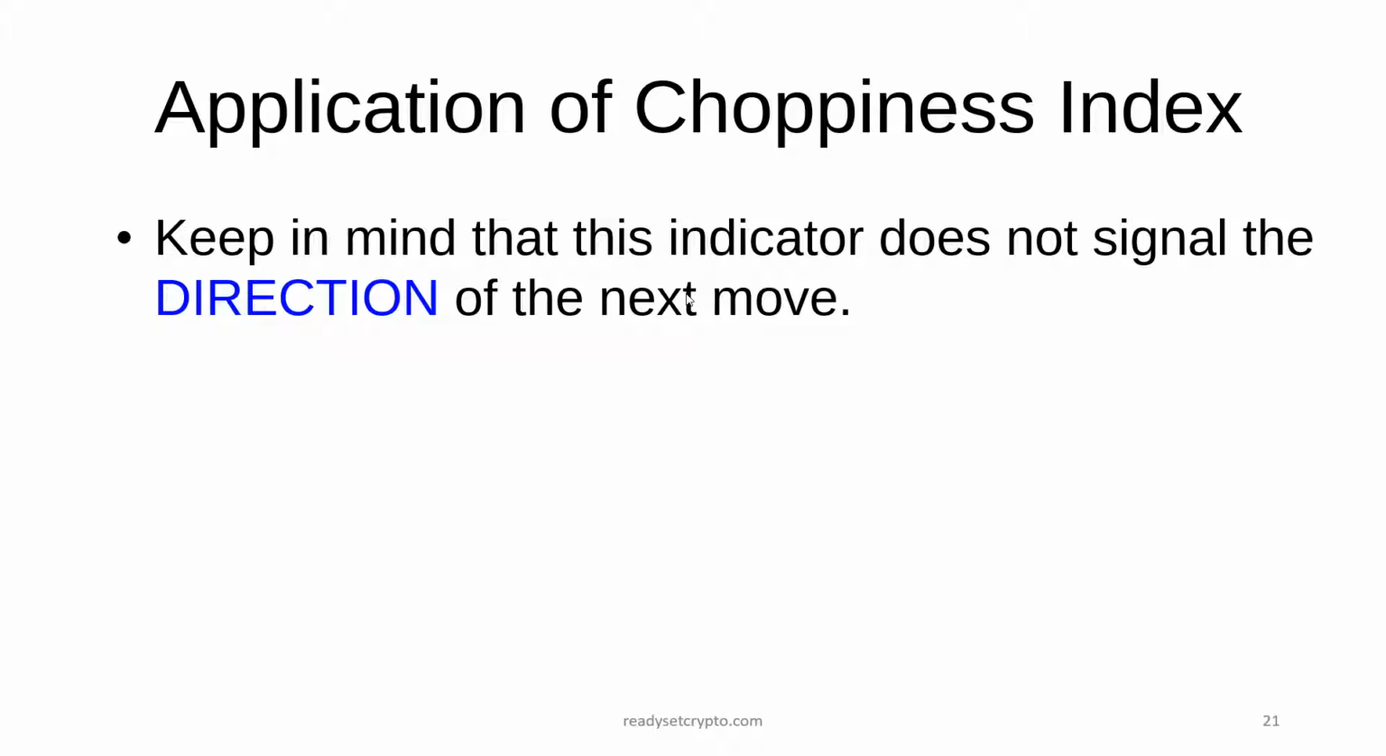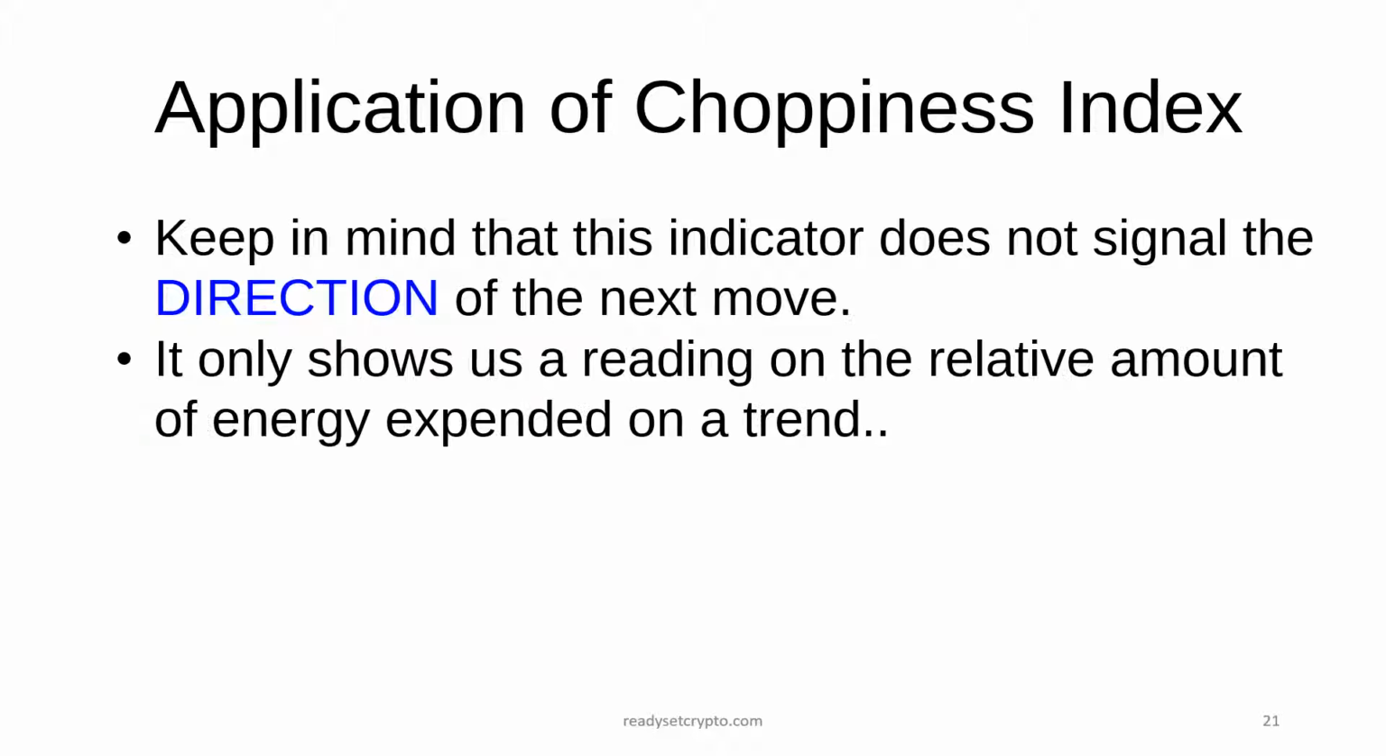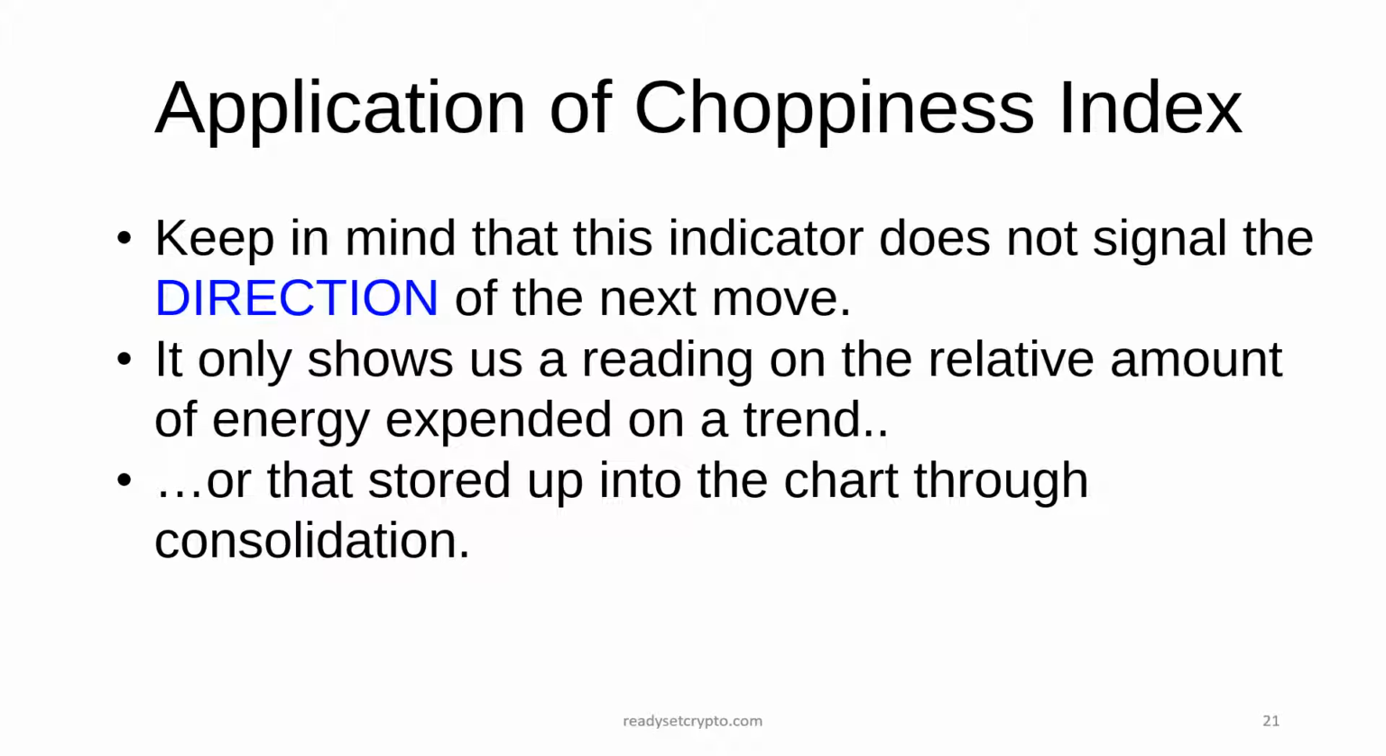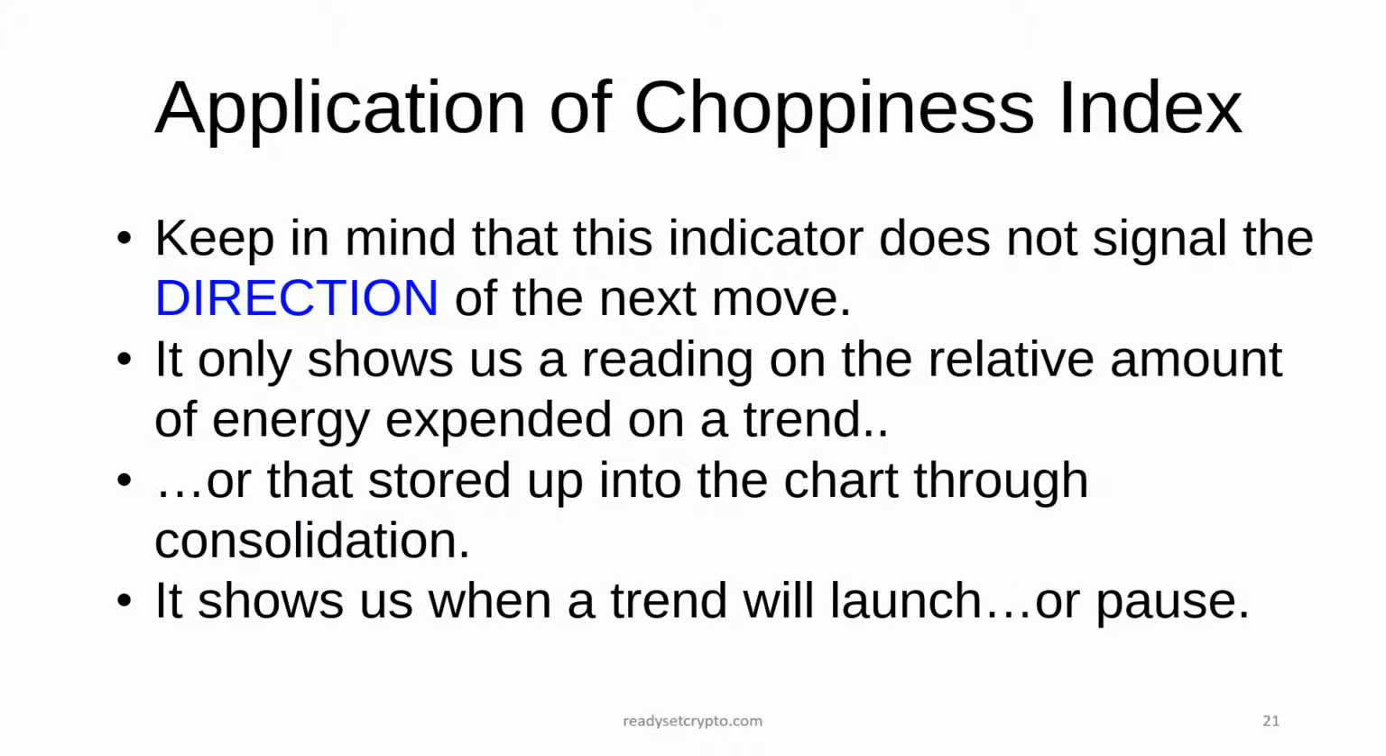It means a low level means you're low on energy. It means that you've had a very linear trend. And I would say go back to an earlier module again and understand what the linearity of the trend really means. It's not overbought, oversold. So it only shows us a reading on the relative amount of energy expended on a trend or that's stored up on the chart through consolidation. It shows us when a trend will likely launch or will likely pause. But price ultimately has the final say.